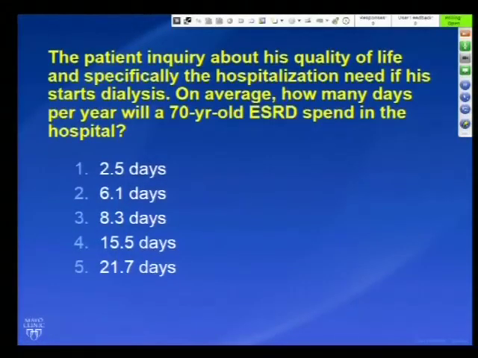So the patient inquires about his quality of life and especially the hospitalization need if he starts dialysis, because that's another important marker. The patient wants to know, well, if I start dialysis, do I need to be in the hospital and how many times am I going to be hospitalized? So how many days on average does a 70-year-old dialysis patient spend in the hospital?